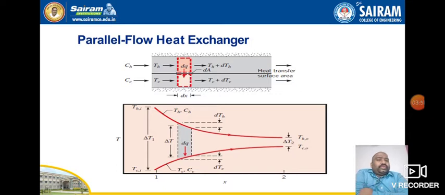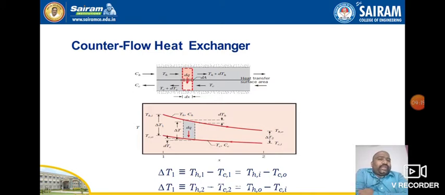Now we'll discuss the parallel flow heat exchanger and how we are going to analyze it. You can see in the figure that on the left side the temperature difference is ΔT1, and on the right side it is ΔT2. By taking these temperature differences, we find what we call the LMTD, the logarithmic mean temperature difference. Next is the counter flow heat exchanger.